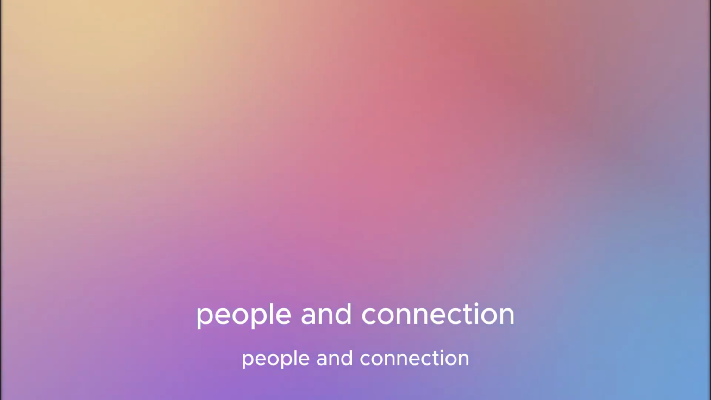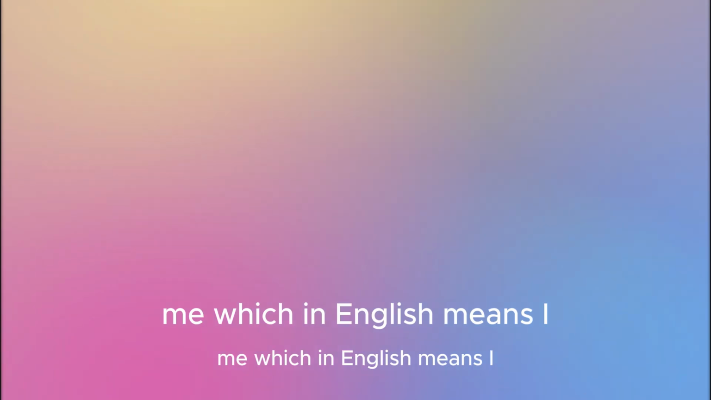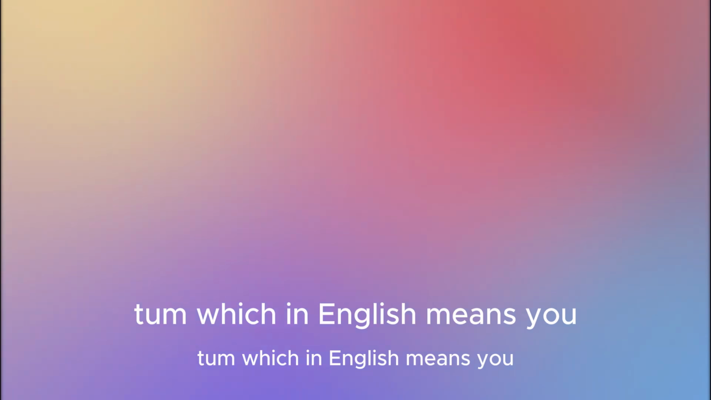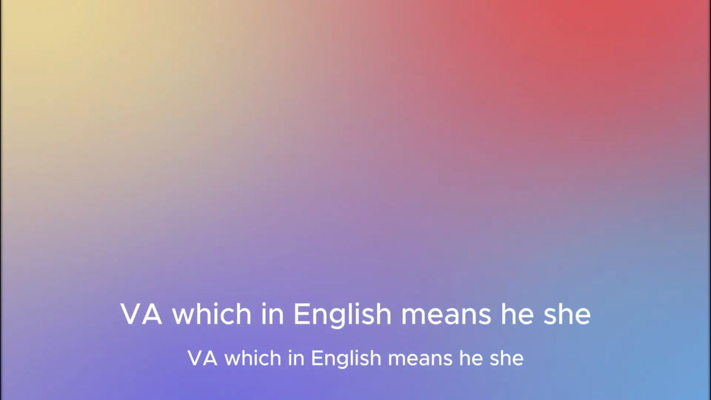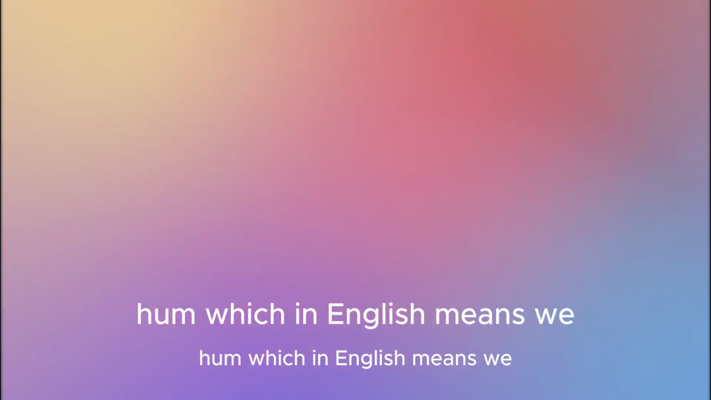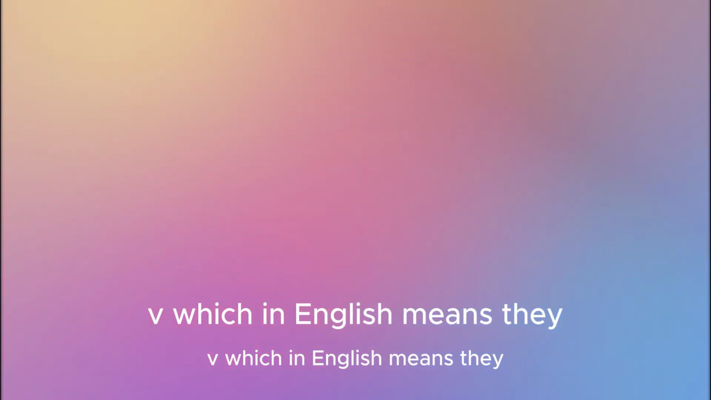People and connection. Main, which in English means I. Tum, which in English means you, informal. Aap, which in English means you, formal. Vo, which in English means he, she. Hum, which in English means we. Ve, which in English means they.